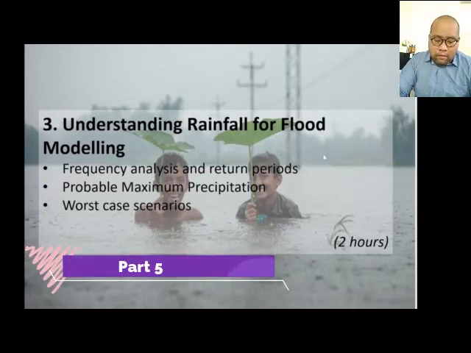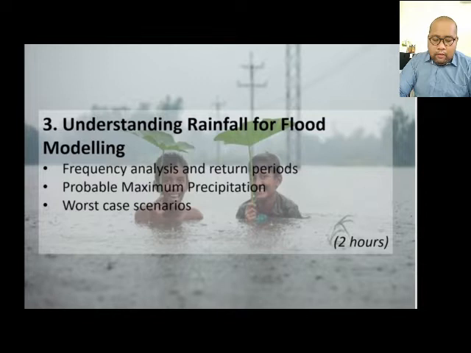Okay, so now we jump to the third section, which is understanding rainfall for flood modeling. In this section, we will discuss more, and you guys will be introduced to how to calculate the design rainfall and estimate the rainfall intensity. You will be introduced to frequency analysis and return periods, and then we will discuss the PMP, probable maximum precipitation.